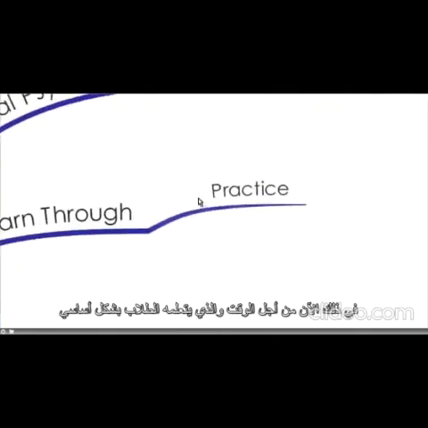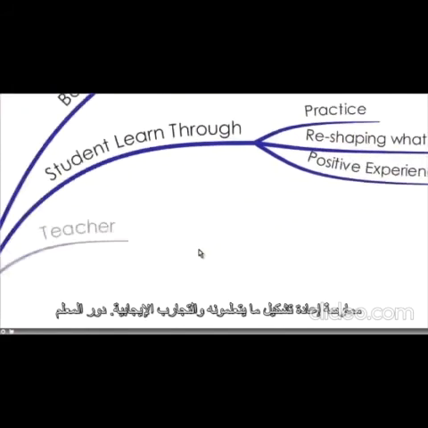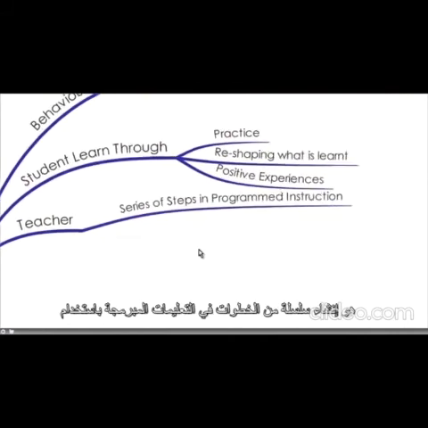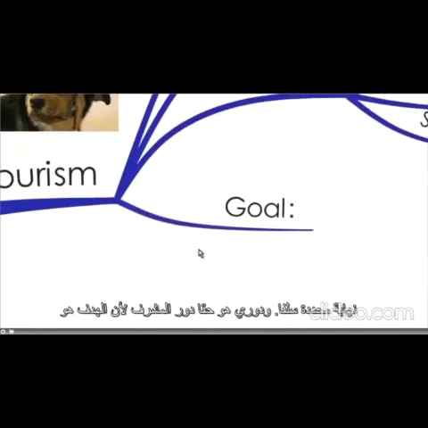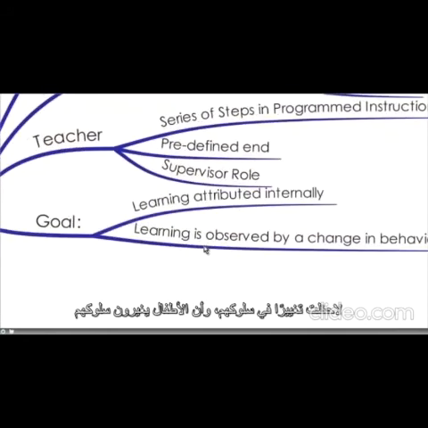And that basically students learn through practice, reshaping what they learn, and positive experiences. The teacher's role is to create a series of steps in programmed instructions with a predefined end, and my role is really that of a supervisor, because the goal is that I, as a teacher, will know that the student has learned because I've observed a change in their behaviour, and that the children change their behaviour because they attribute it internally. So they know that they feel good about learning.